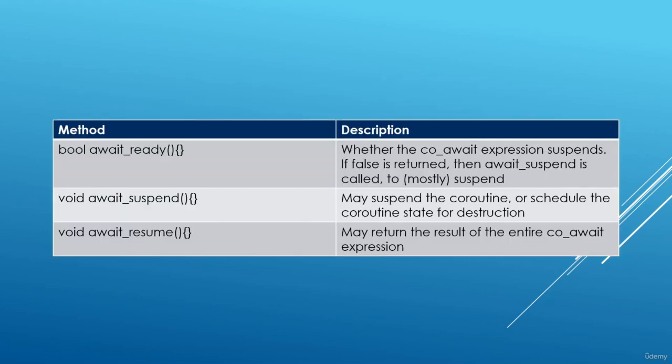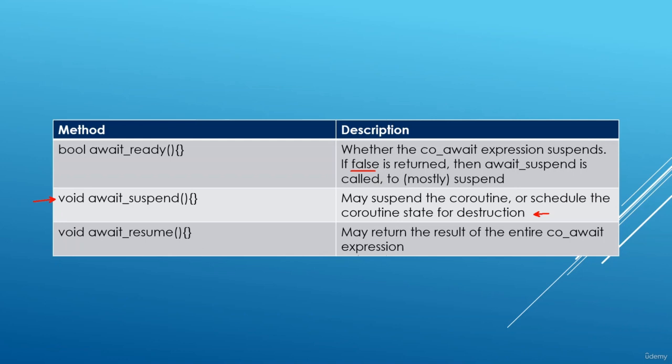Now let's look at these methods in a little bit of detail. The await ready method is going to say whether the co-await expression suspends, and if you return false from this method, then the await suspend method is going to be called, and in most cases it is going to suspend execution. The await suspend method is going to be called as a result of your co-await operator, and in this method you will have the ability to suspend your coroutine or schedule for the coroutine state to be destroyed if you want to do that.